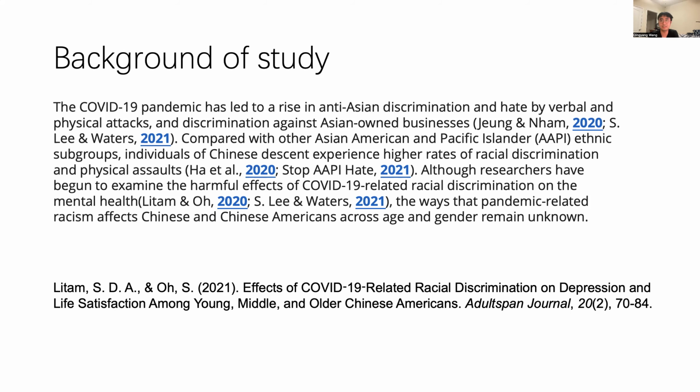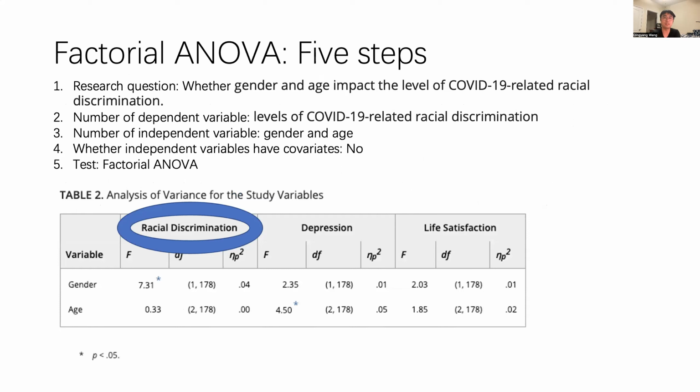In this study, the authors mainly talk about three variables: racial discrimination, depression, and life satisfaction, and the relationship between these three variables and the other two variables, which are gender and age. In this assignment, I will only talk about racial discrimination as an example.